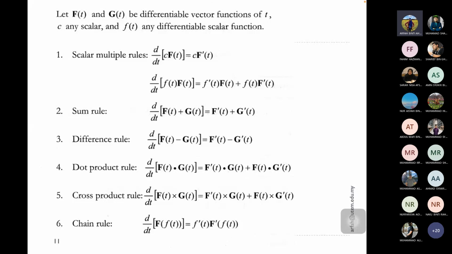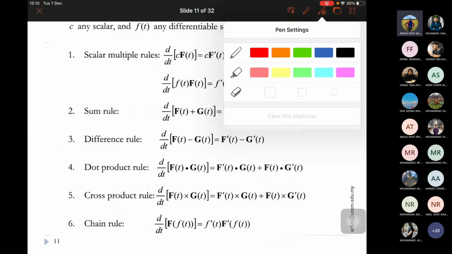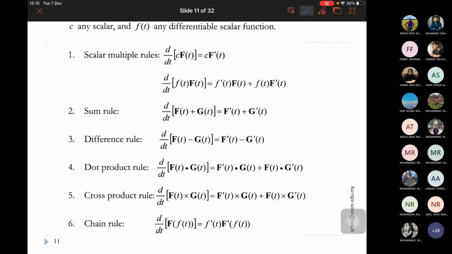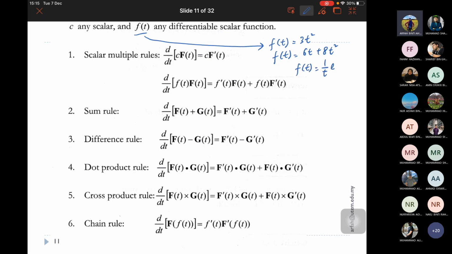Okay, so this is what we call the derivative rules of the vector function. Let's say you have f and g be differentiable vector functions of t, and c is any scalar. f(t) is any scalar function. Maksud dia f(t) ni it can be scalar function yang biasa, bukan vector function. Let's say for example f(t) equal to 3, t equals to 2. Or f(t) equal to 6t tambah 8t squared. Atau f(t) sama dengan 1/t exponential t. That is what it means by any scalar function.